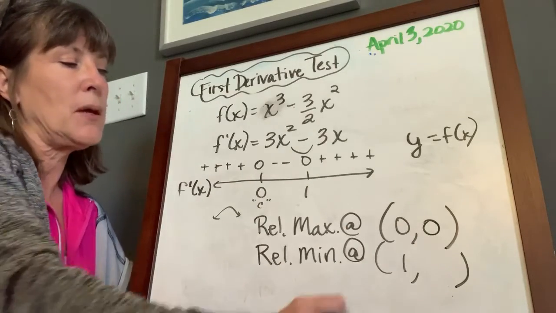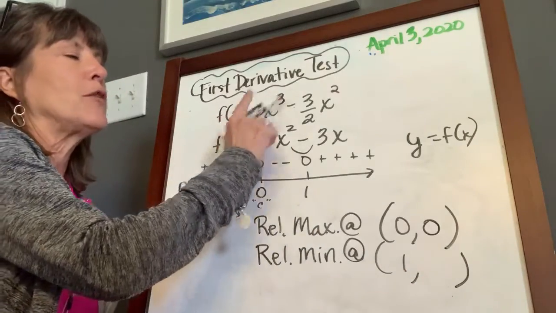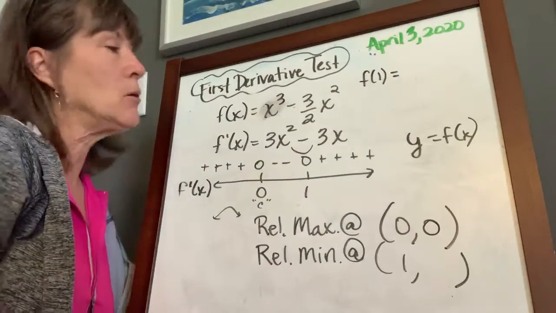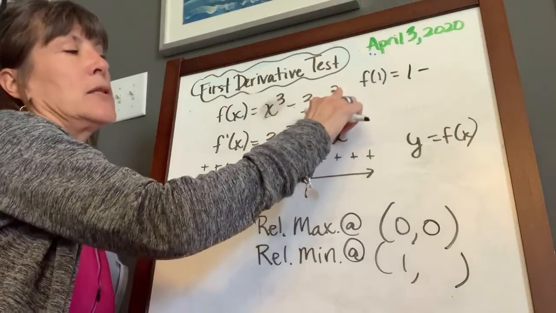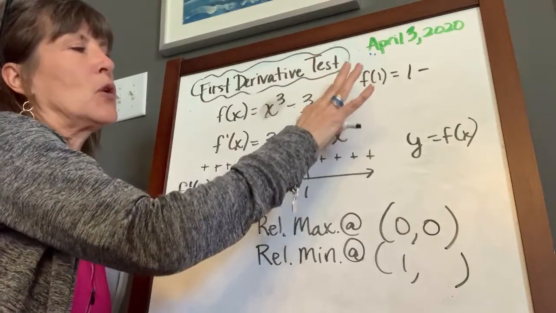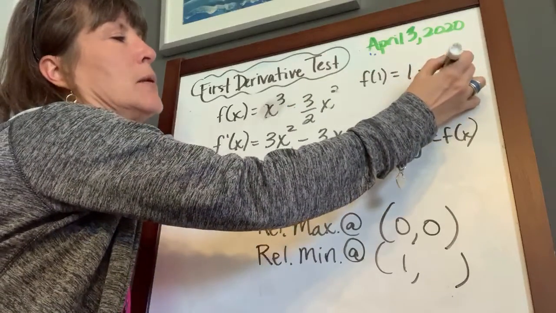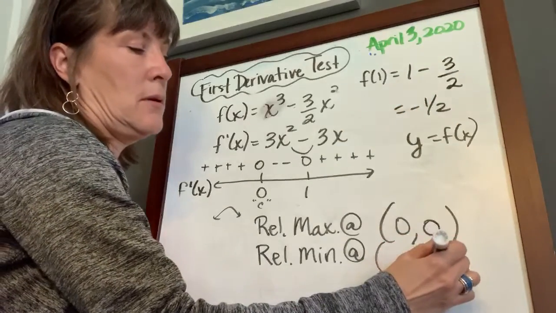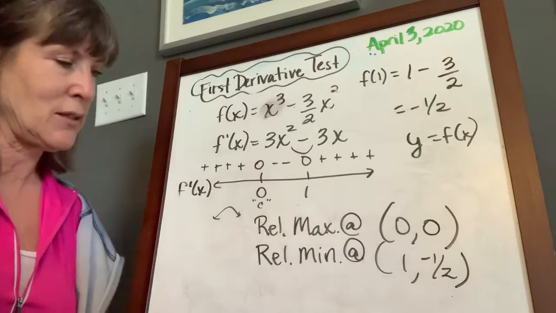A relative minimum is at x equal 1. To get its y value, I go back to the original function and plug in 1. This time I'll write it out a little bit. 1 cubed is 1 minus 1 squared, doing the order of operations correctly, do the power first. 1 squared is 1, times 3/2 is 3/2, and so it's 1 minus 3/2, which is negative 1/2. So the point (1, -1/2) is a relative min.